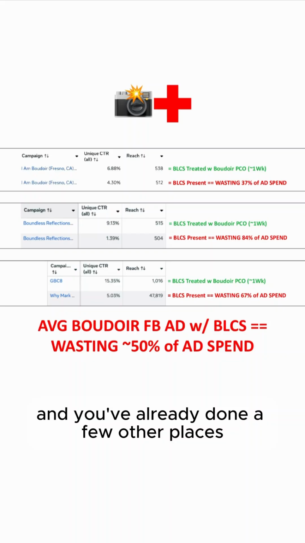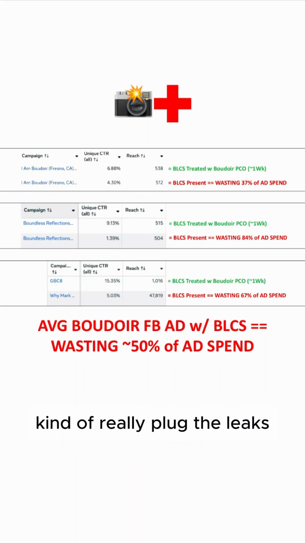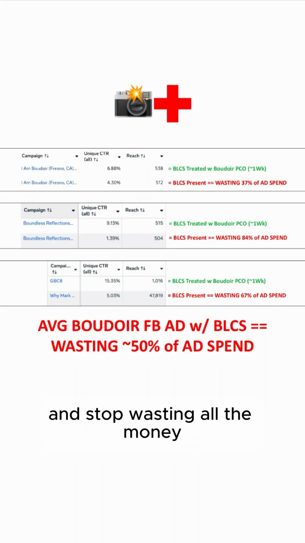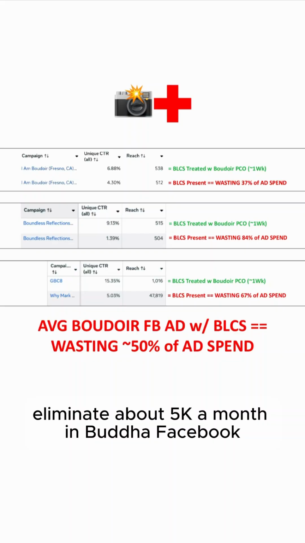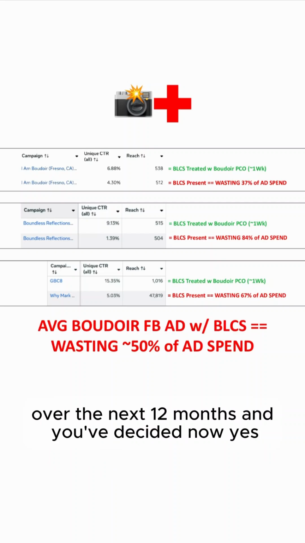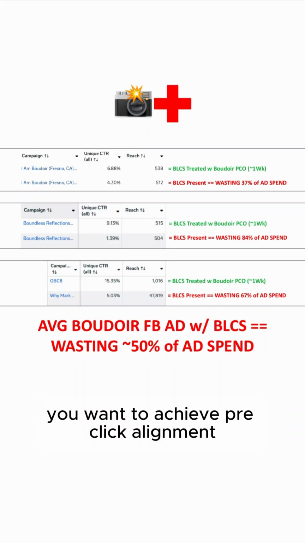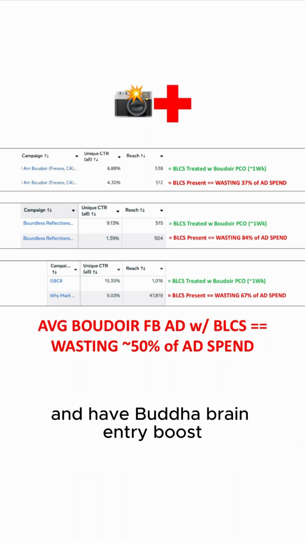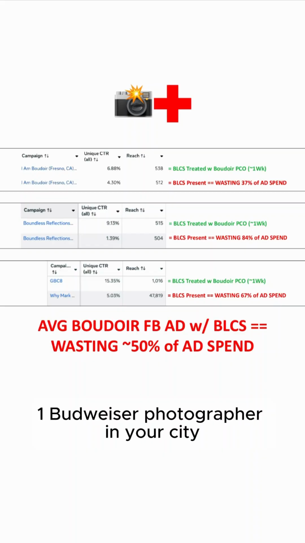And you've already done it a few other places, but now you really want to do it for Boudoir Facebook ads, really plug the leaks, be as efficient as possible, and stop wasting all the money. And you're seeing you can probably eliminate about 5K a month in wasted Boudoir Facebook ads, and keep that back in your pocket. That'd be approximately 60K over the next 12 months. And you've decided now, yes, you want to do this. You want to achieve pre-click alignment, become a dominant Boudoir advertiser, and have Boudoir Brain Entry Boost on your path to becoming the number one boudoir photographer in your city.